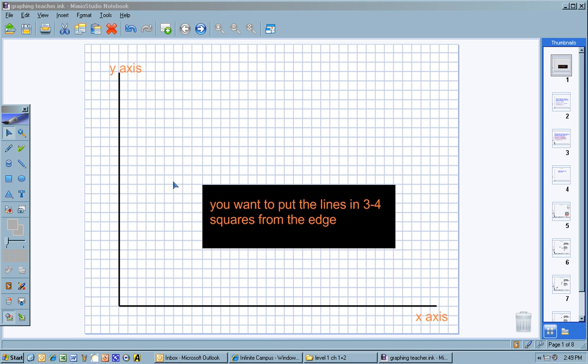Okay, this is Mrs. Martin, and these are directions on how to make a graph, specifically for the sponge animal lab, but it also works for other labs as well.